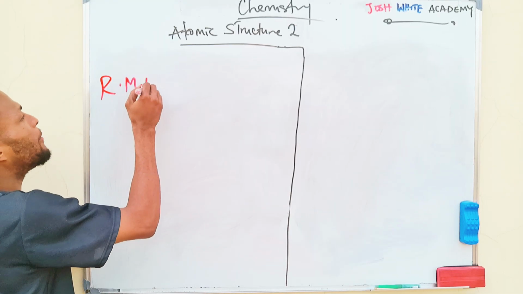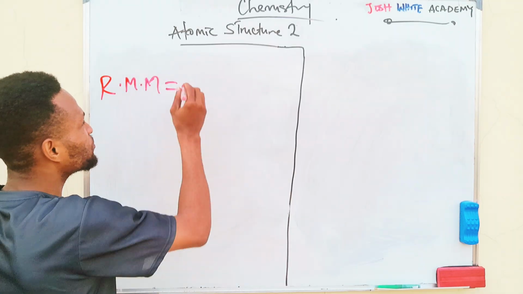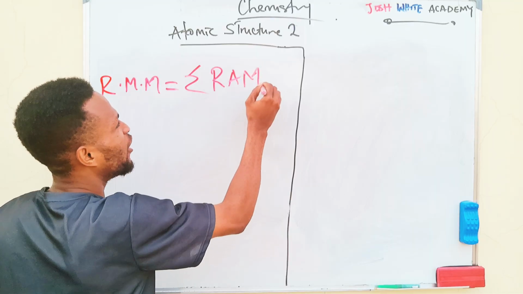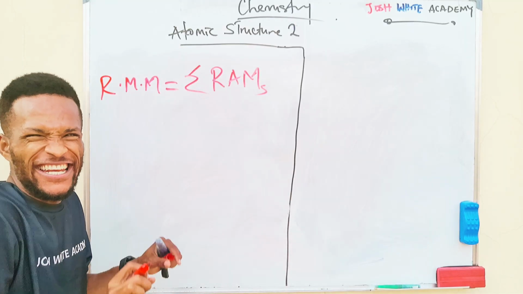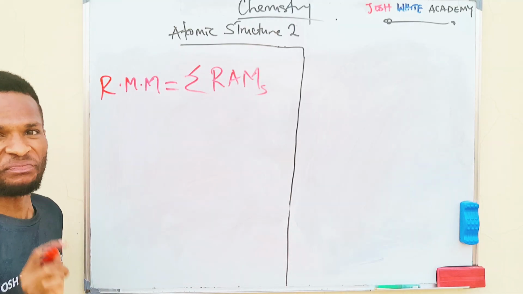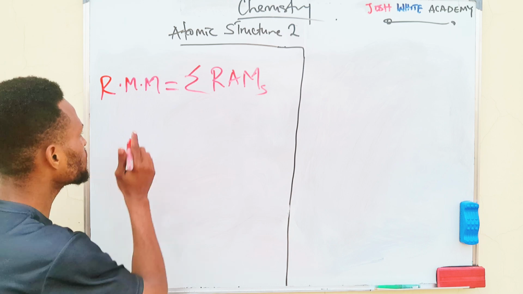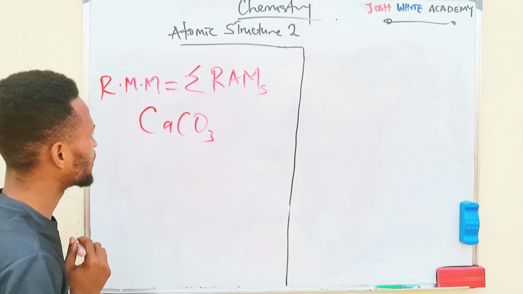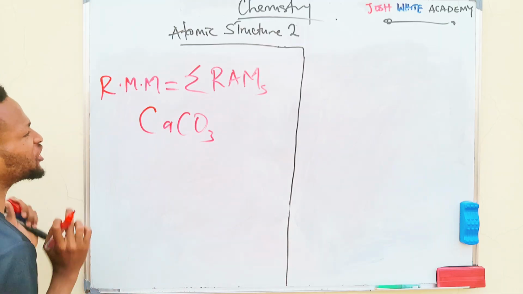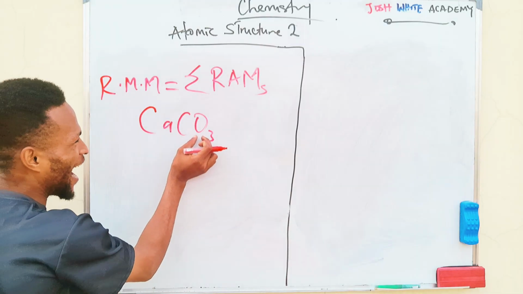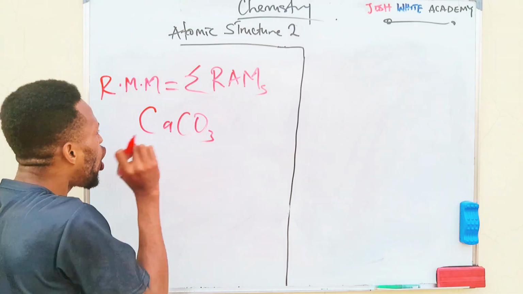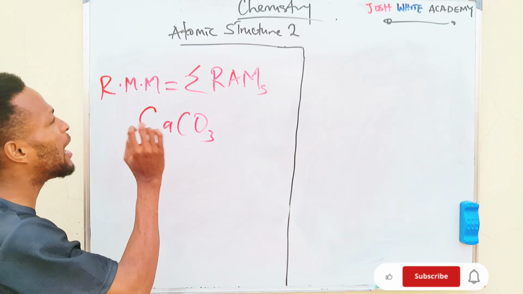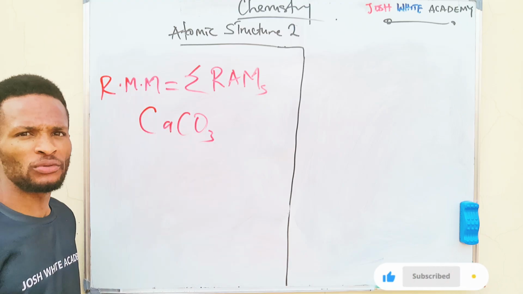Relative molecular mass is equal to the summation of the relative atomic masses of the elements in that compound. For instance, calcium carbonate is made up of calcium, carbon, and 3 atoms of oxygen. So, how do you calculate the relative molecular mass of this compound?